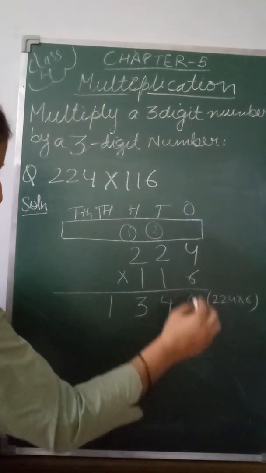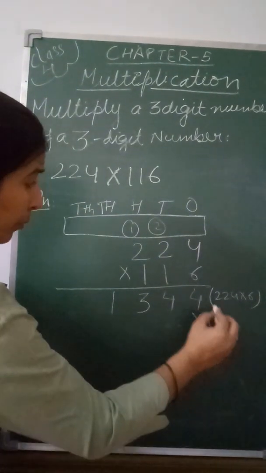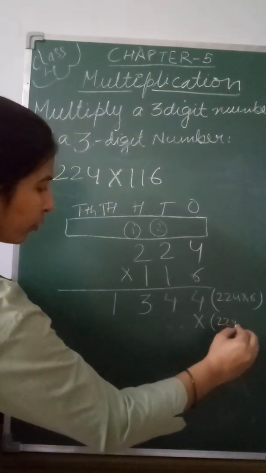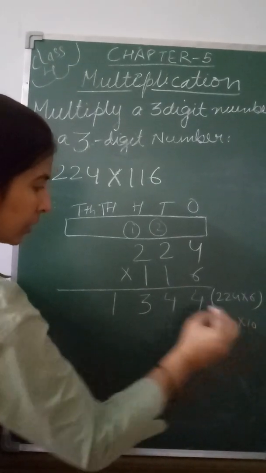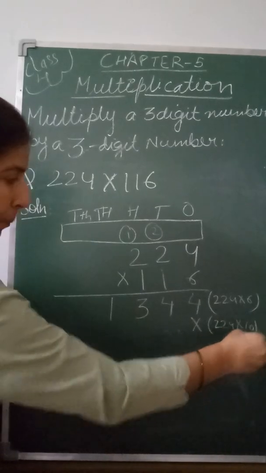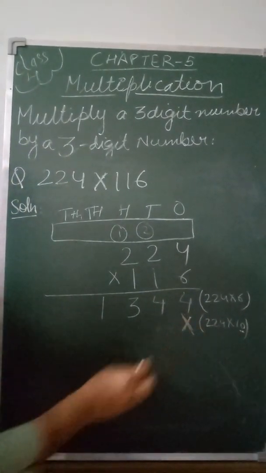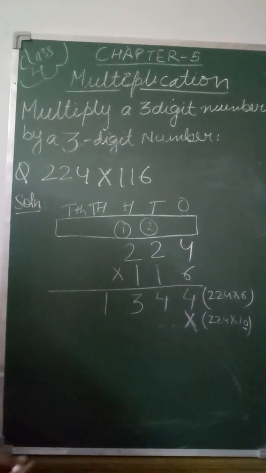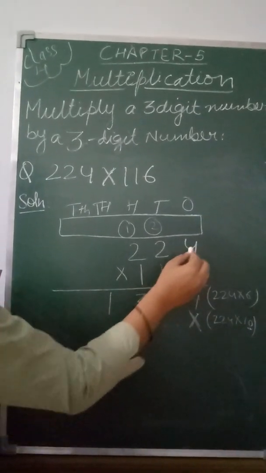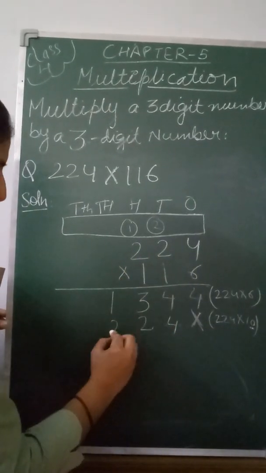Now again, in the previous method, what did we do? We put one cross here. Why? Because the same number 224 is multiplied by tens. This is a tens place number. So tens place means multiply by 10. So this 0 is replaced by the cross, or you can also use the 0 here. Now let's start multiplying. 4 1s are 4, 2 1s are 2, 2 1s are 2.